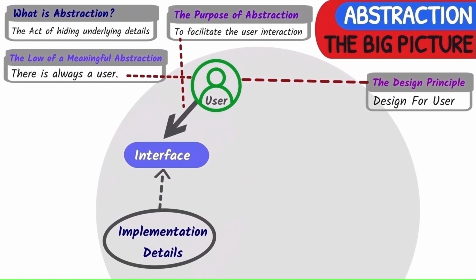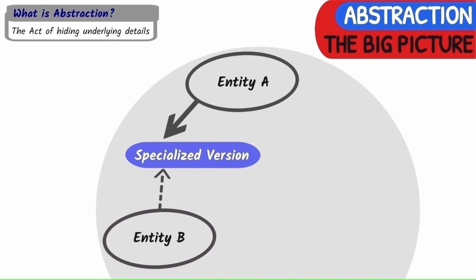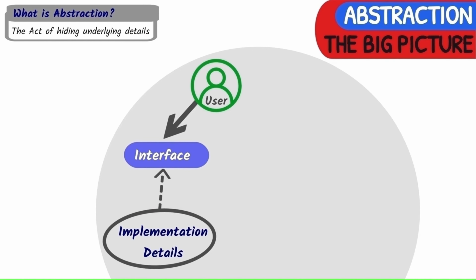Now, if you pause here and look back, you will notice a clear and logical progression. What is abstraction? Entity A wants to use entity B. If B exposes everything, that's not abstraction. If B hides the implementation details and exposes a dedicated interface, that's abstraction. Abstraction is the act of hiding underlying details. So, in an abstraction, we have three elements: user, implementation details, and interface.